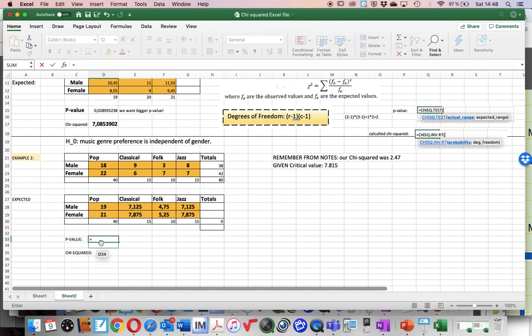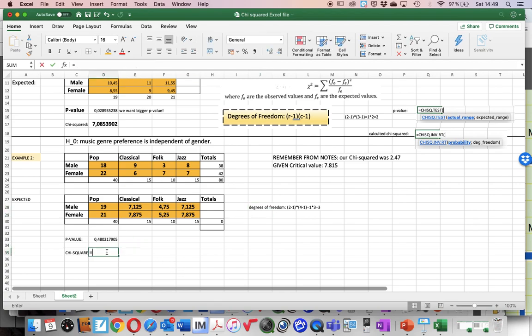So for the p-value, we're going to find our chi-squared test first. Our actual range, okay, and then expected range. There's our p-value. And then for the chi-squared, we are going to need degrees of freedom. Remember, it's row minus 1 times column minus 1, so we still have 2 rows, so it's 2 minus 1. And then our columns here are 4, so it's 4 minus 1. And then just do the math. 1 times 3. So our degrees of freedom here is 3.